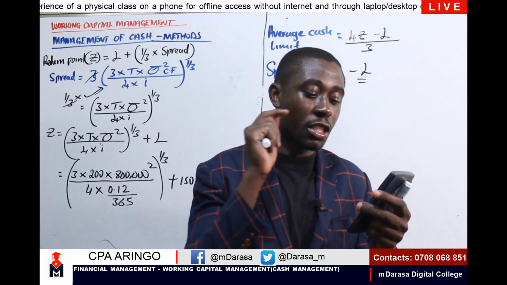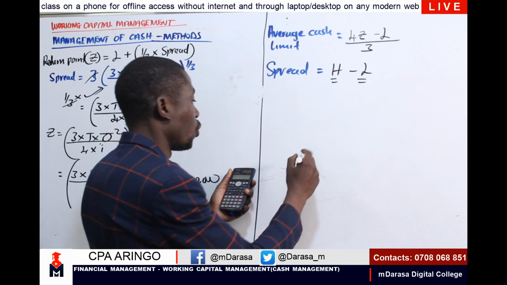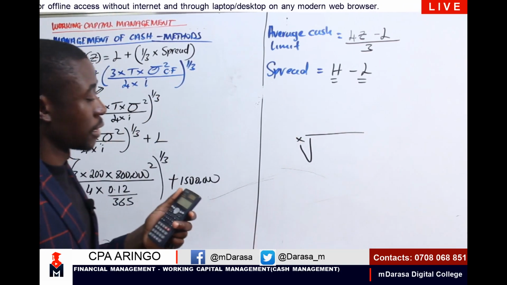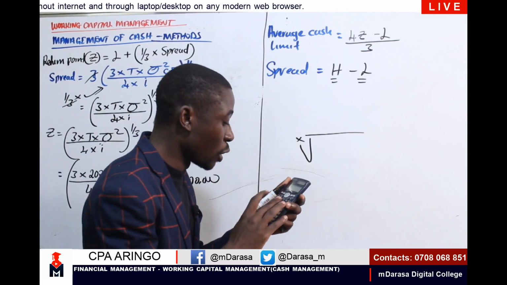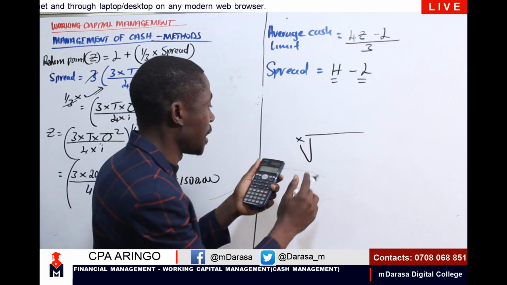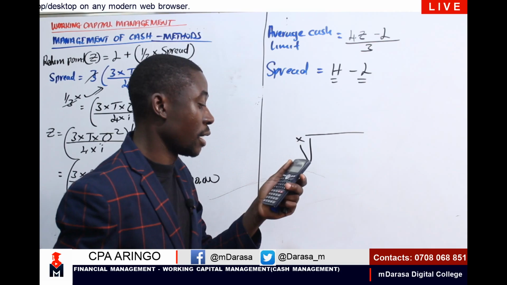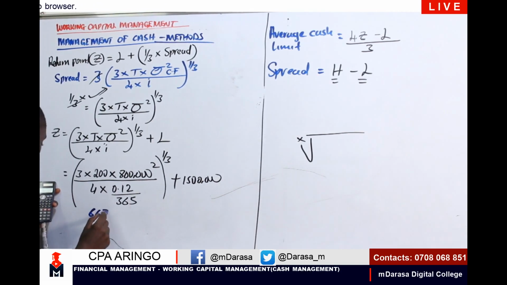Then we do shift. On shift, if you check your calculator, you're going to see this sign somewhere. That is raised to power x. So after we've clicked shift, I'm going to click that raised to power sign in your calculator, then the equal sign. In that case, Mwalimu is getting this figure, 663,429.